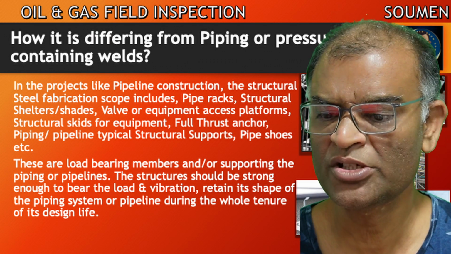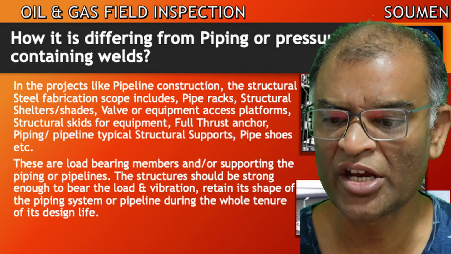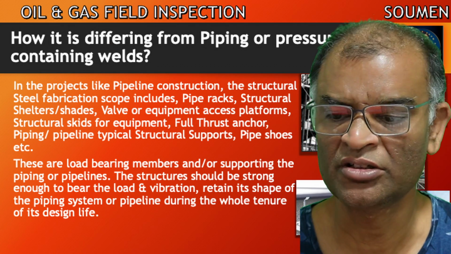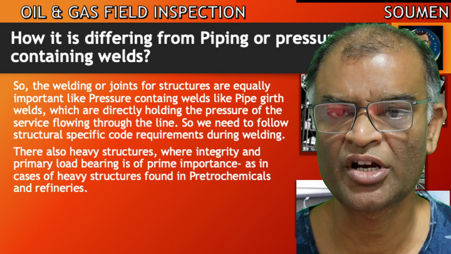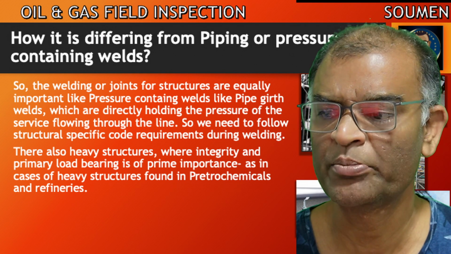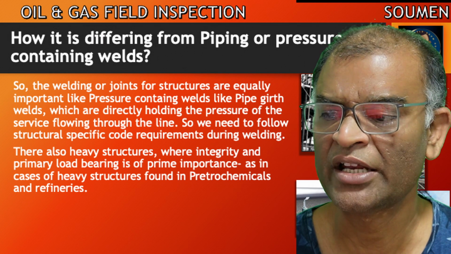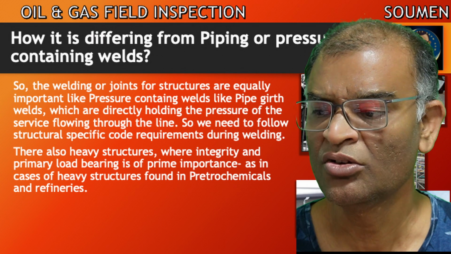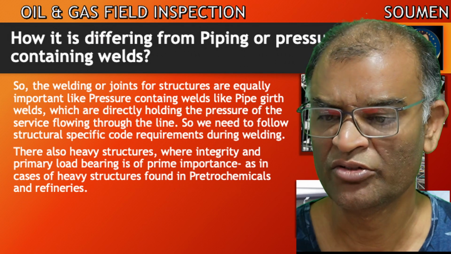The structure should be strong enough to bear the load and vibration, and retain the shape of the piping system or pipeline during the whole tenure of its design life. So the welding of joints for structures is equally important as pressure containing welds, like pipe girth welds, which directly hold the pressure of the service flowing through the line. So we need to follow the structural specific codes and requirements during welding.